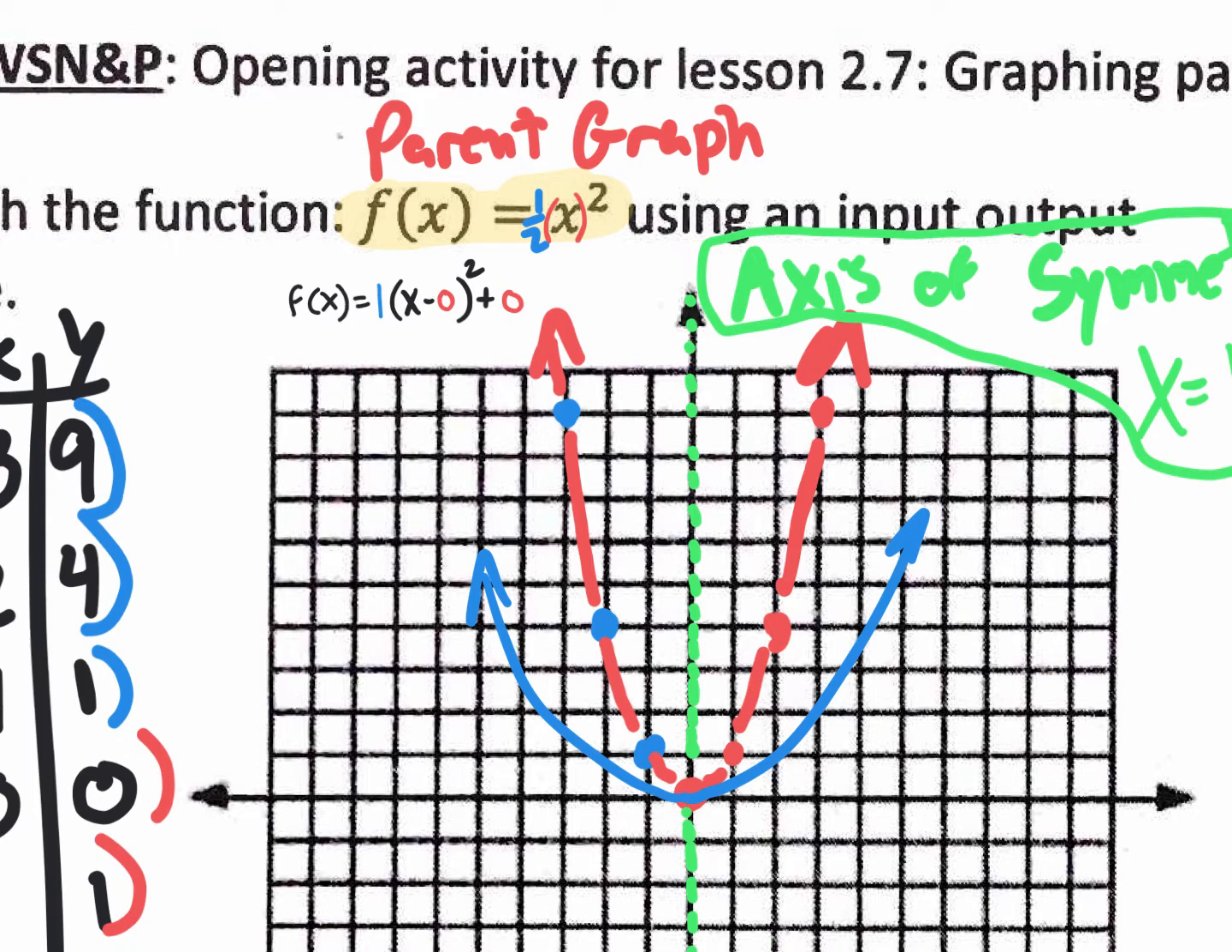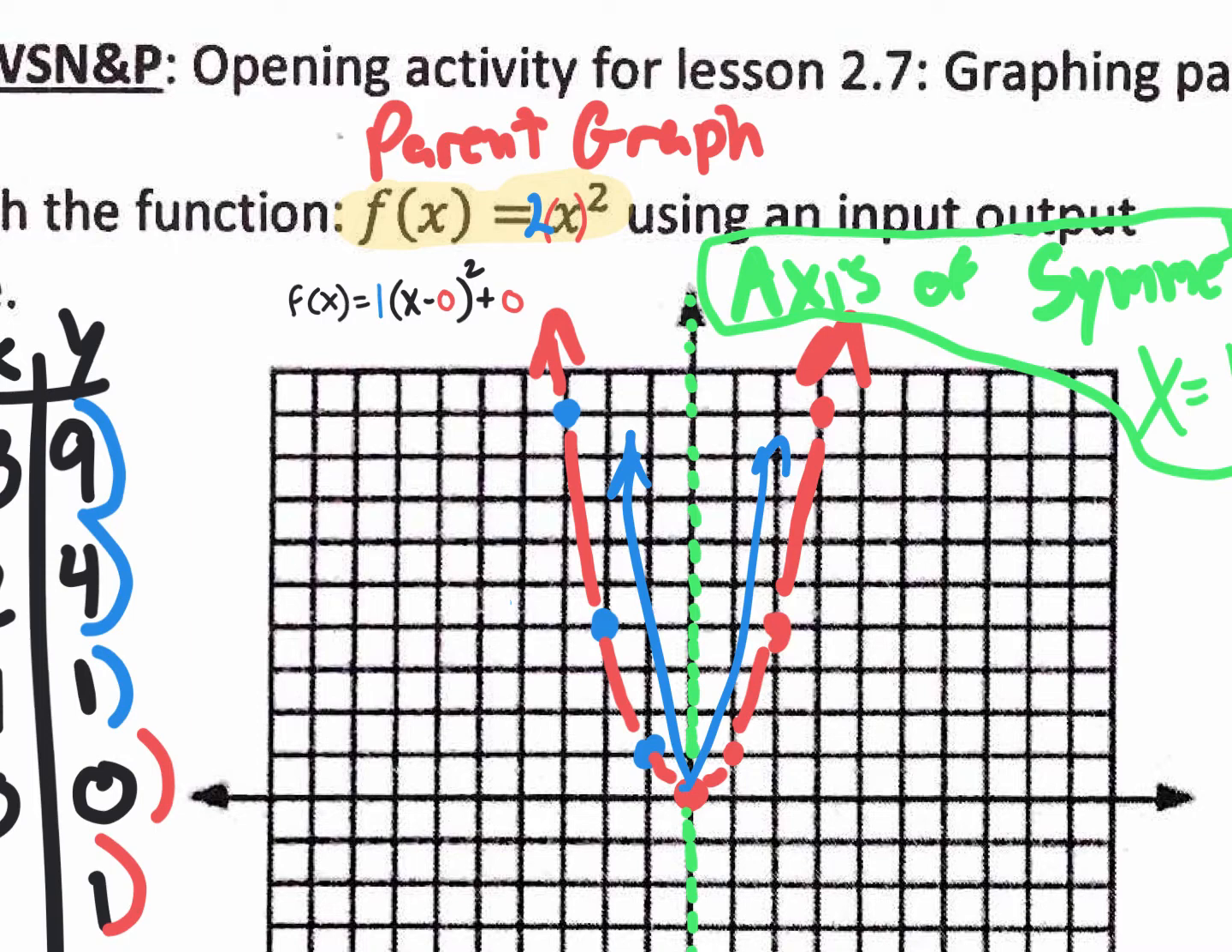If the a value is less than 1, it makes it wider. Likewise, if your a value was, let's say instead of 1/2, 2, that would make it narrower. Your parabola would be narrower. We don't need to know that this week. We don't need to know that today or tomorrow or even on Friday.